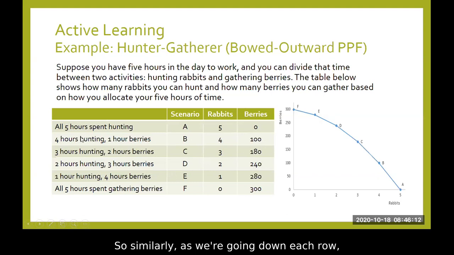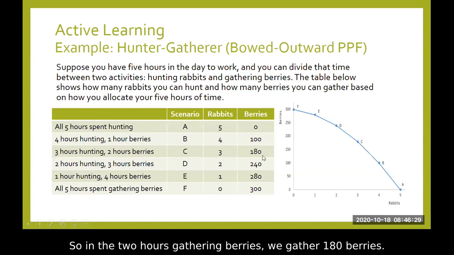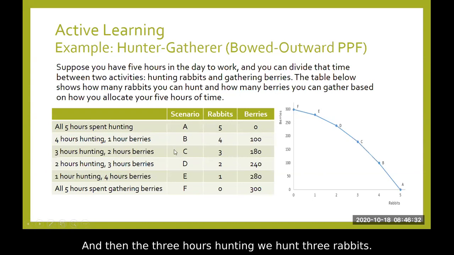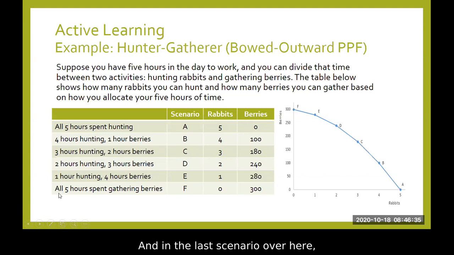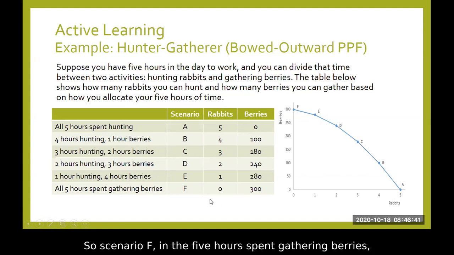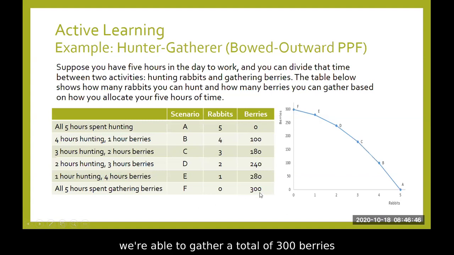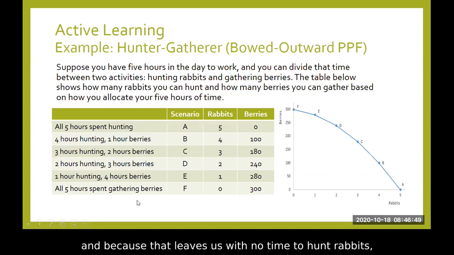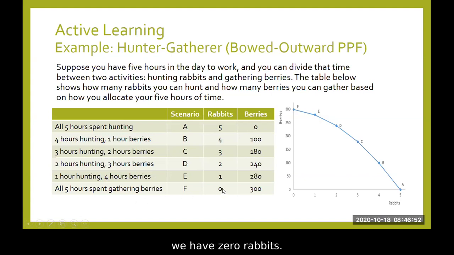Similarly, as we go down each row, we're spending 1 less hour hunting, and that hour instead gets allocated towards gathering berries. So here we have 3 and 180. In the 2 hours gathering berries, we gather 180 berries, and in the 3 hours hunting, we hunt 3 rabbits. In the last scenario, scenario F, we're spending all of the 5 hours gathering berries, so we're able to gather a total of 300 berries. Because that leaves us with no time to hunt rabbits, we have 0 rabbits.